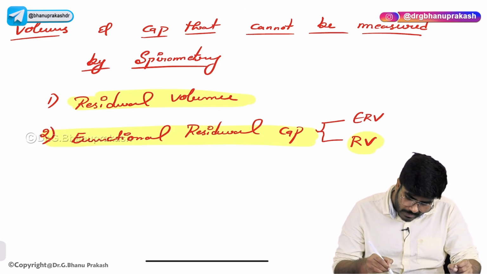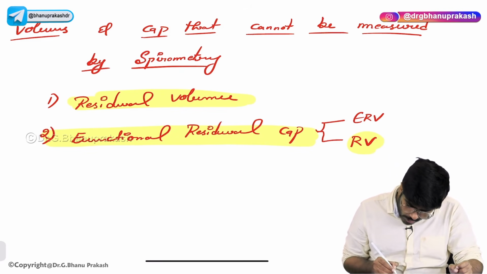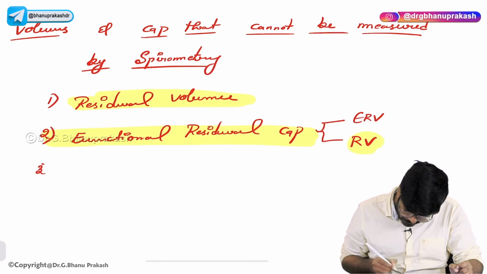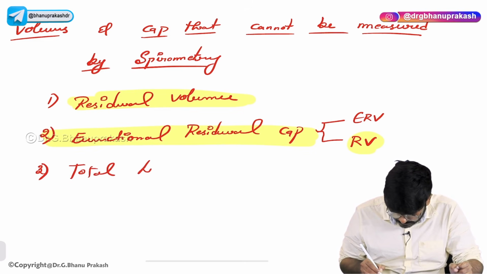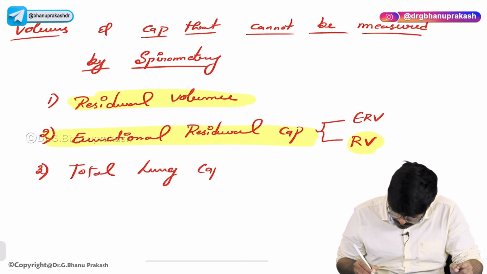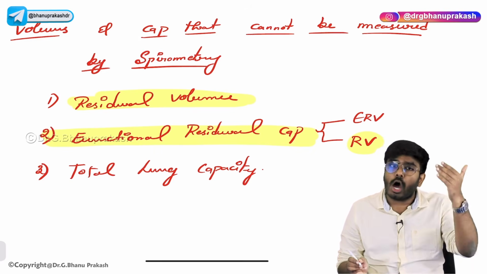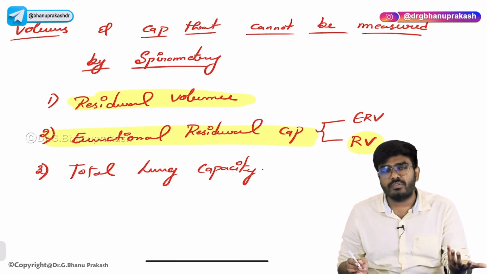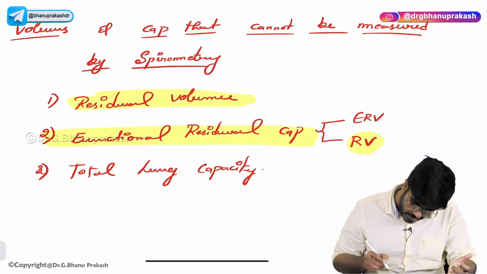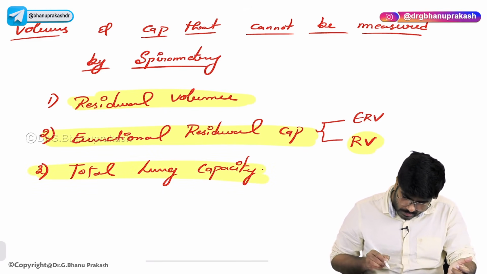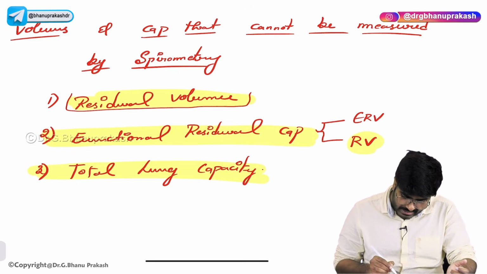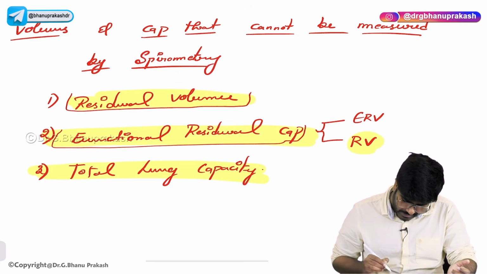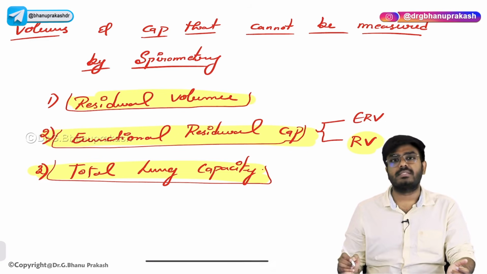Now, if you cannot measure residual volume, you can also not measure total lung capacity. Why? Because total lung capacity is the sum of all the volumes. So one volume which cannot be measured is residual volume, and the two capacities which cannot be measured are functional residual capacity and total lung capacity.